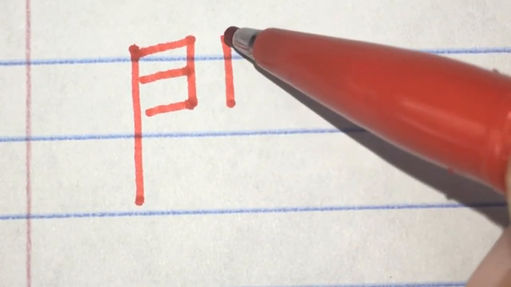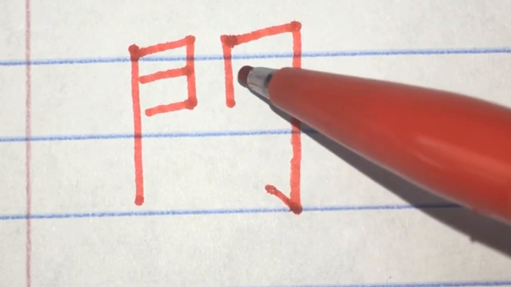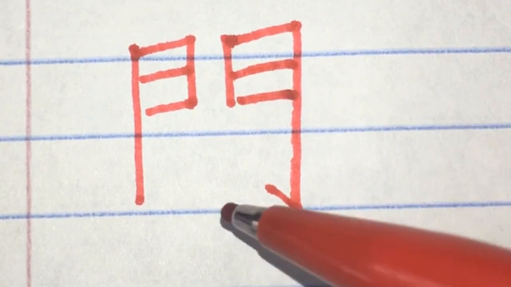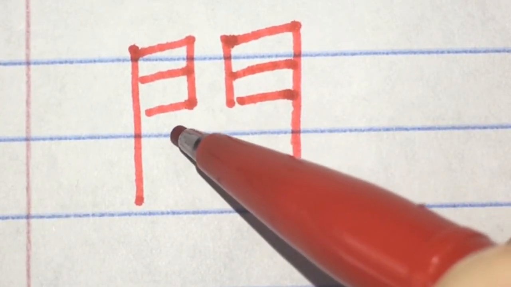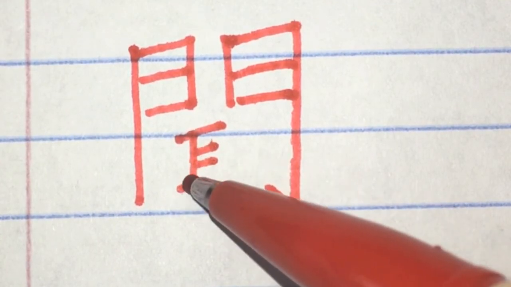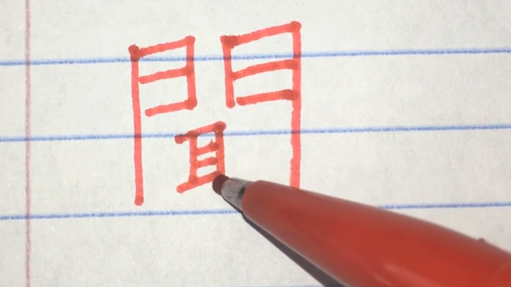Go down, attach, across, go down, across, across. Go down, attach, across, go down, hook, across, across. And you write ear here. Across, go down, across, across, across. It's all stop and then all connect. Go down.